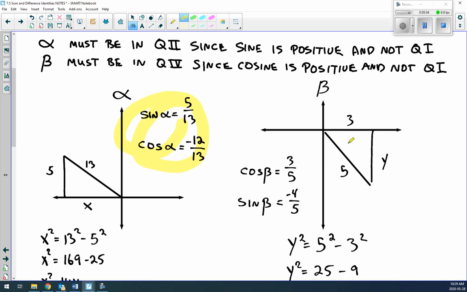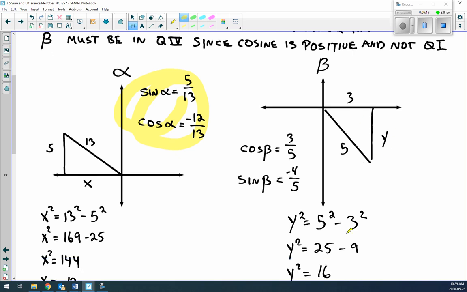Cosine is x over r, or adjacent over hypotenuse. And we're looking for y. What do we know about y right away? Well, it's in quadrant 4, so y has to be negative. Can we do the math? Yeah, you can use Pythagorean Theorem and do the math, or you realize this is a 3, 4, 5 triangle, right? So then you know right away.